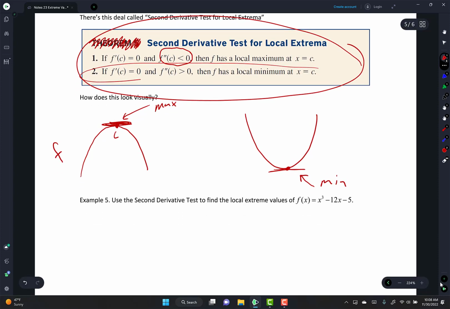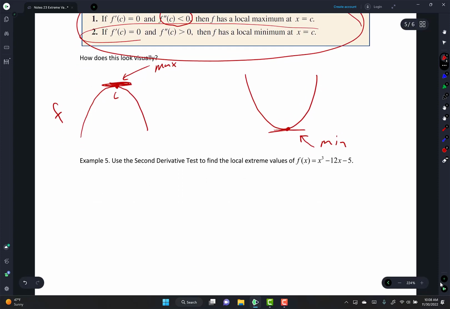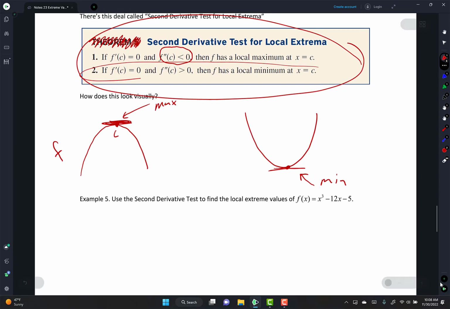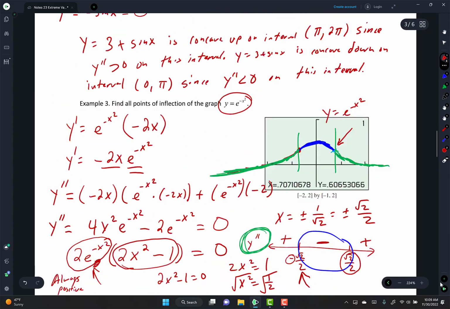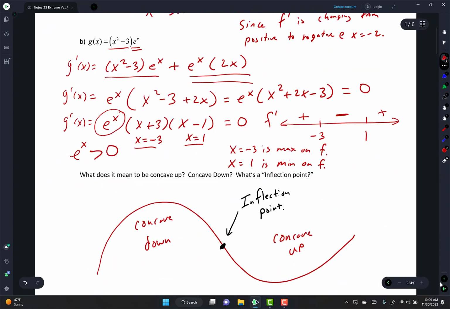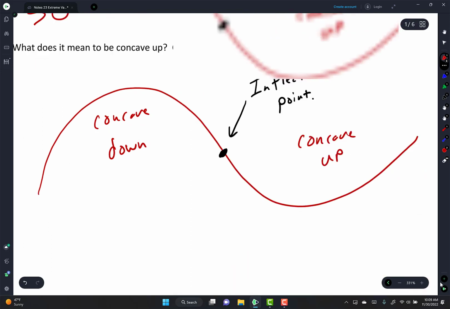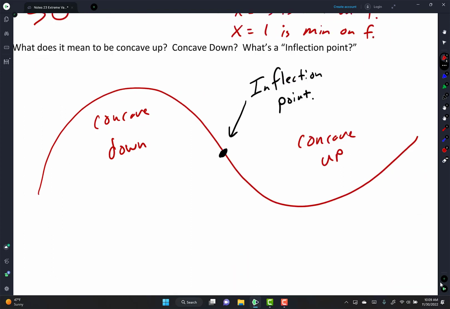All right, here we go, guys. Wait, what's concave? This is concave down. This is concave up. You'll know everything from just this expression right here. So concave down, concave up, and then right smack in the middle is an inflection point. That's where you change concavity. You know what I mean?